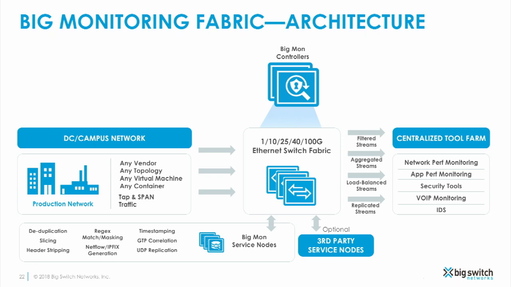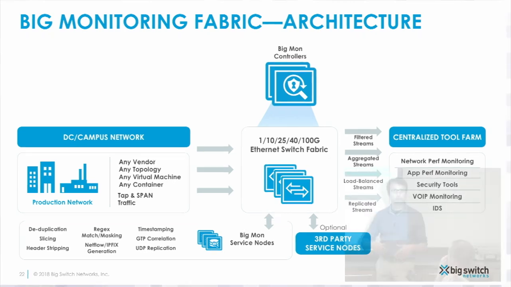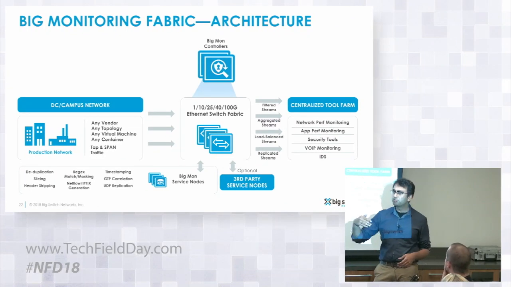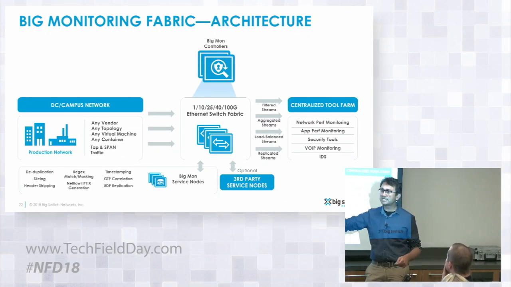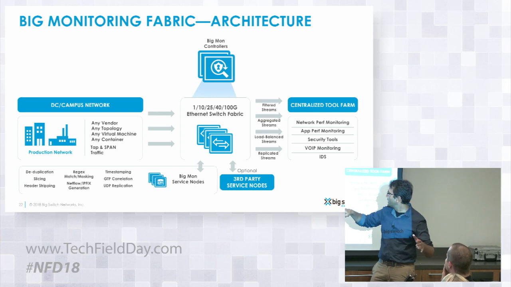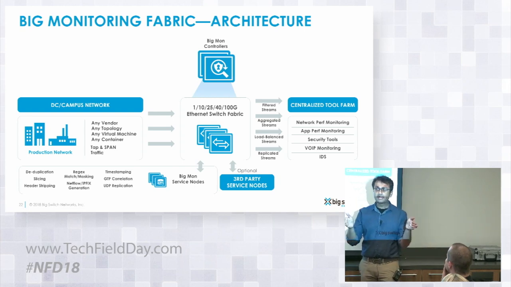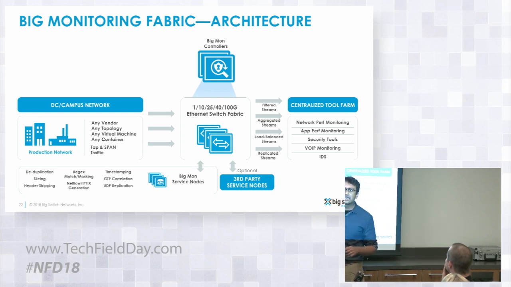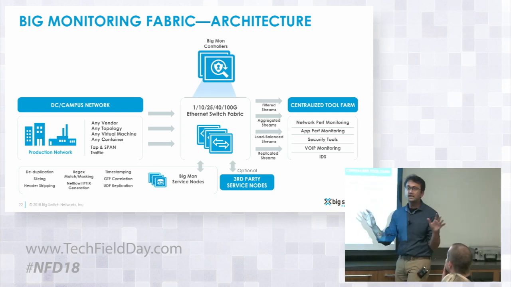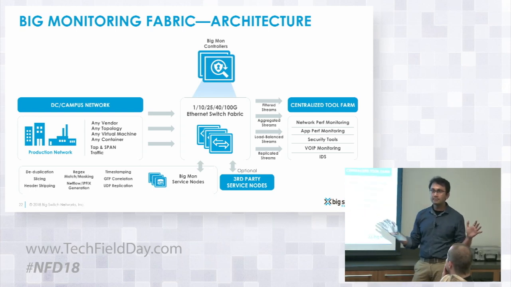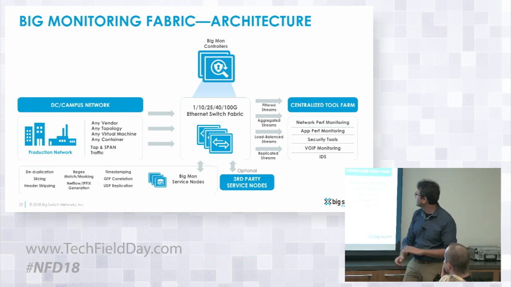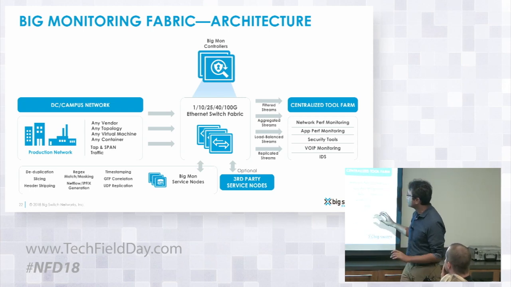Header stripping. A lot of customers have a bunch of overlays in the production network: L2GRE, MPLS, MPLS over L2GRE, VXLAN over this, and so on. But I'm only interested in the original packet. Give me the original packet. How do you get that? So we had to do header stripping. It's extremely flexible. You give me any kind of encapsulation, any number of encapsulations, and we'll strip the header for you. So we had to build this.